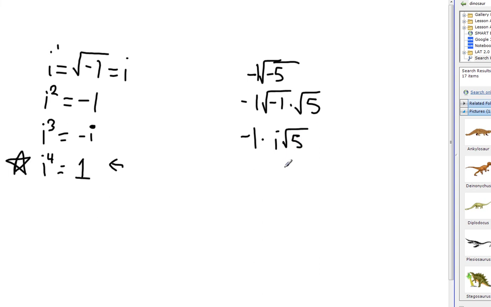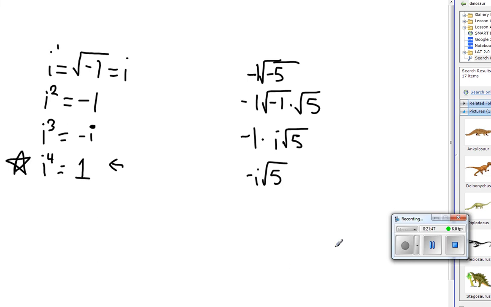So that's about it. Except negative 1 times i would just be negative i. I think that's right. Let's check it just to be sure. Okay, it turns out we were correct. Because we're always correct over here.